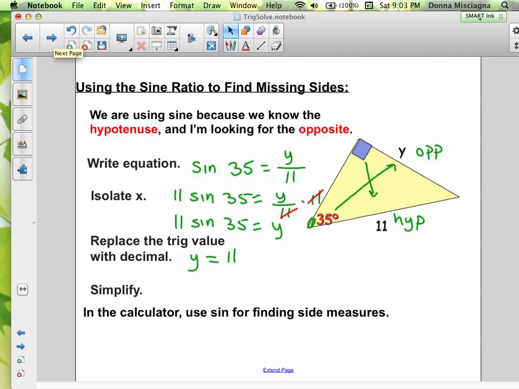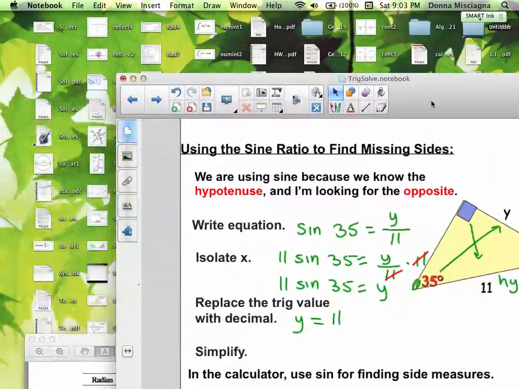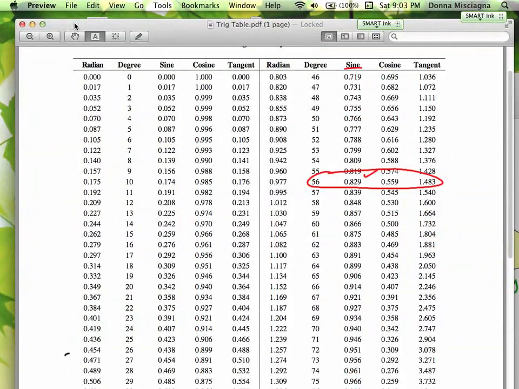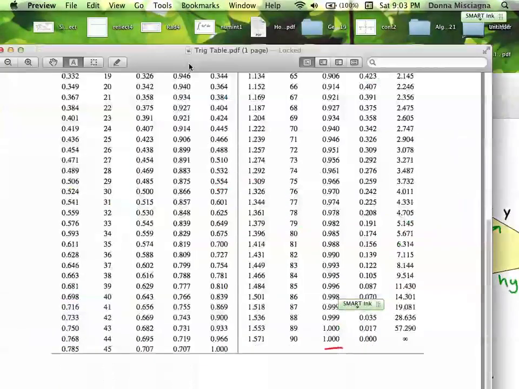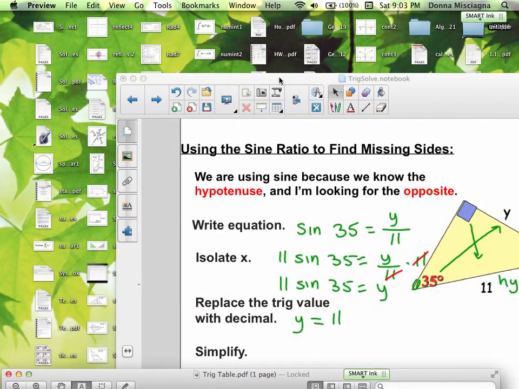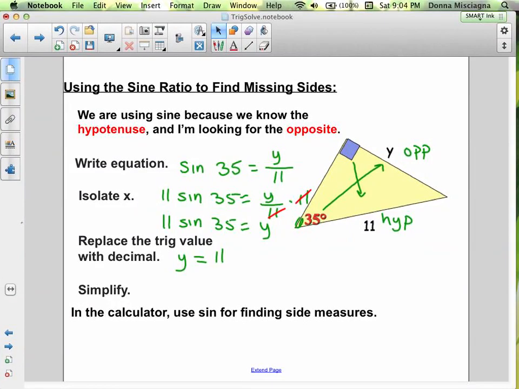Let's go to our table, which is hiding on my computer somewhere. And we're looking for 35. All right, there, now I see it. There's 35 degrees. Sine is the first one there, so 0.574. By the way, the table in your notes is slightly more accurate just because it has one more decimal place. 0.574, right? If I plug in the wrong value, it won't be right.